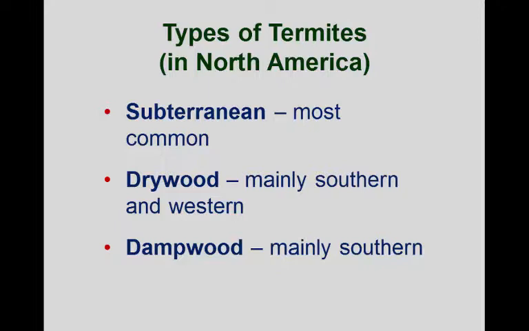There are two other types of termites that occur mainly in the southern areas. These are drywood termites and dampwood termites. If you live in Ohio, you're not going to have to deal with these. These are mainly tropical or semi-tropical species. They usually cannot withstand really cold winter temperatures.